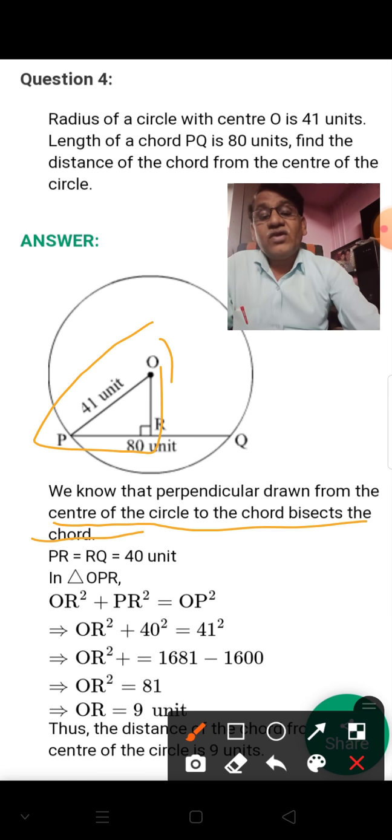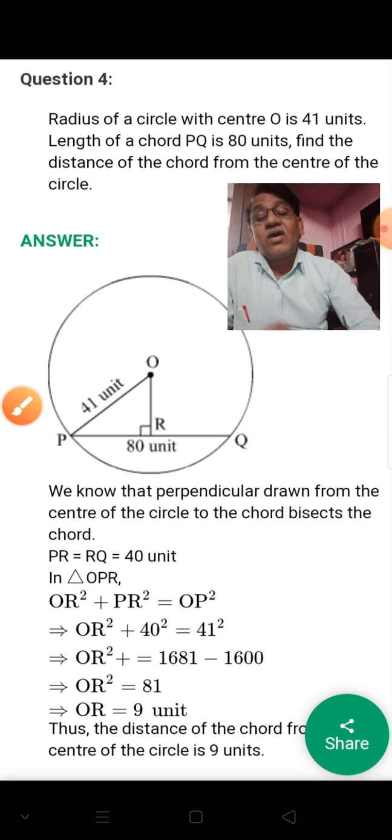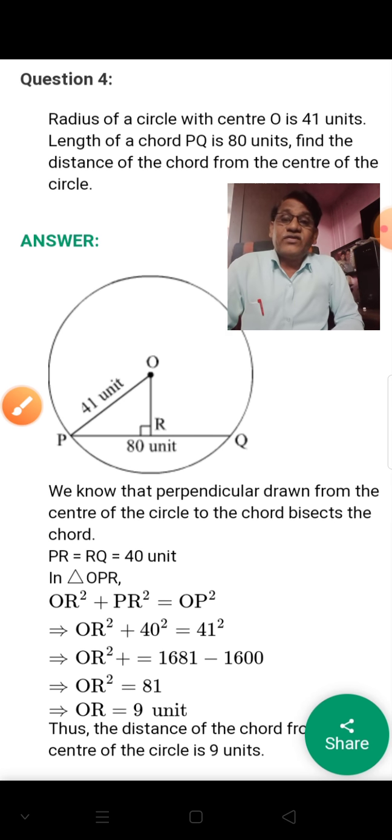Okay. Now what is OR? OR is the distance of the chord PQ from the center O. So thus the distance of the chord from the center of the circle is 9 unit. In this way you can find out the distance of the chord from the center.